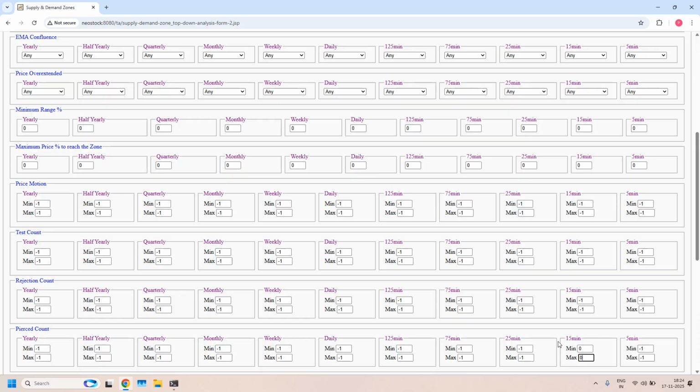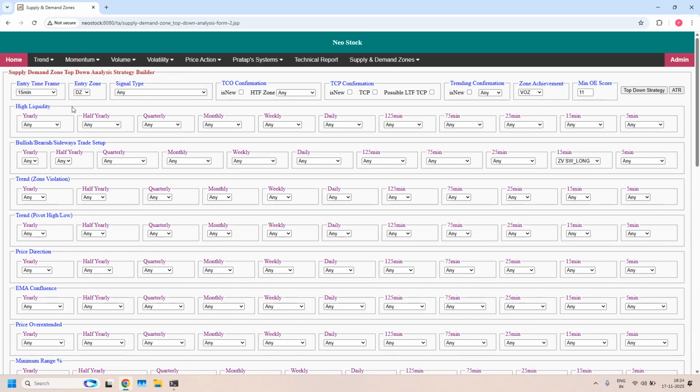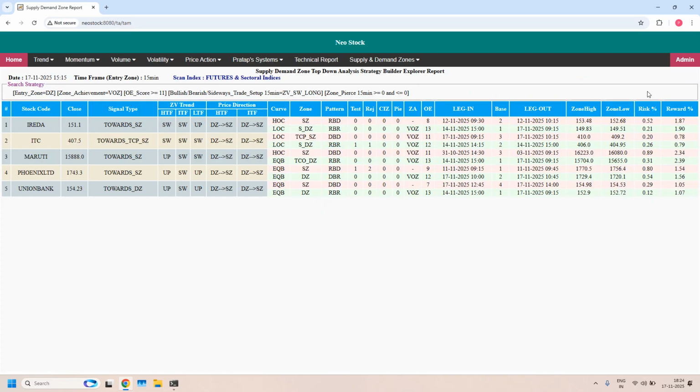That means pierced count is 0. Pierced count 0 means the selected zone should not be pierced. 15 minutes demand zone should not pierce. So we got 5 stocks. So in all these 5 stocks, these 15 minutes demand zones are supporting sideways long trade setup for daily income trade, and all the entry time frame zones are daily demand zones, and you should plan trades in those daily demand zones only if less than 30.3 video checklist items are satisfied. Otherwise, higher chances of zone violation.